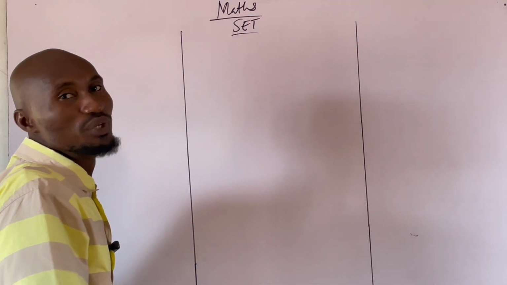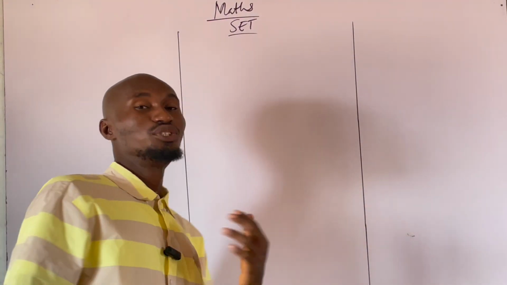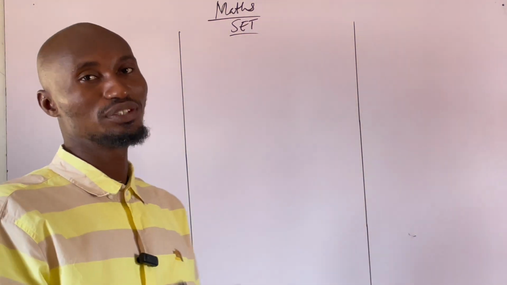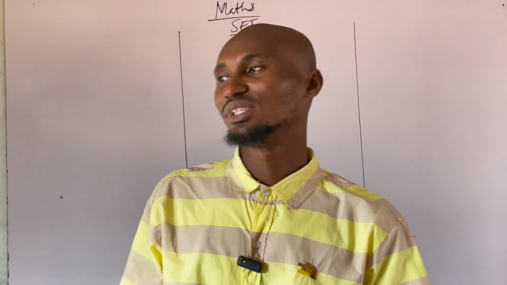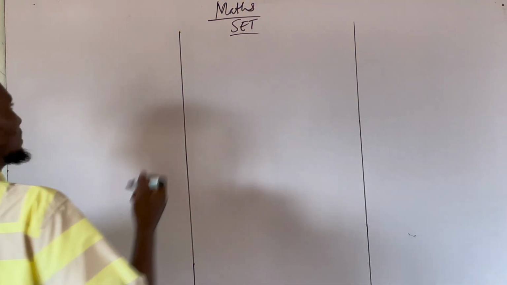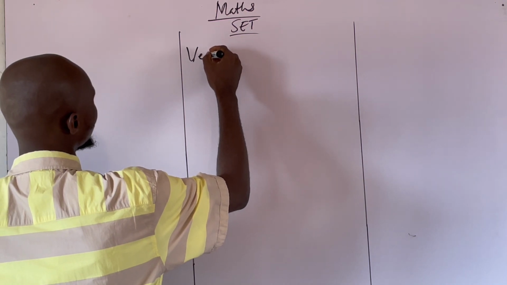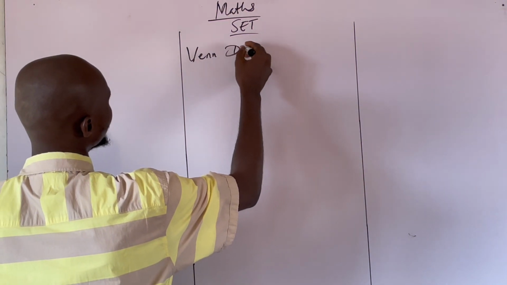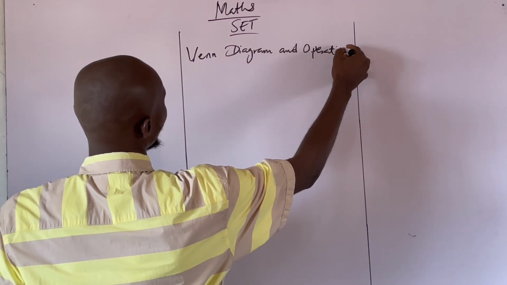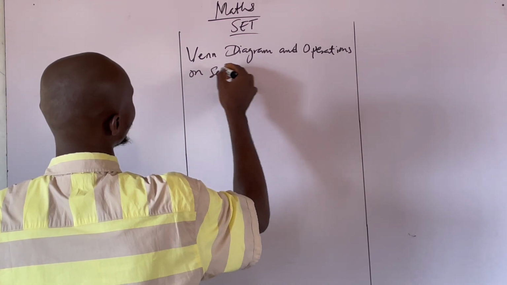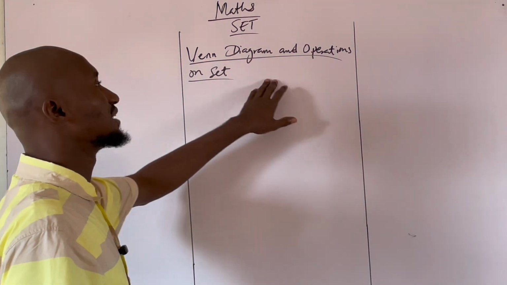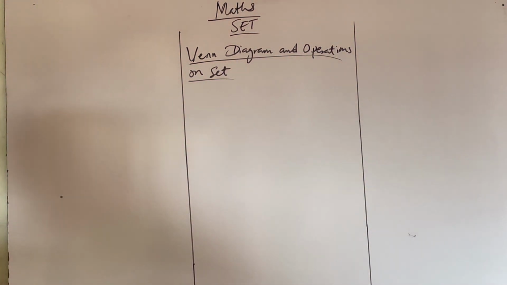Remember, we are still on set, and I told you that I'm going to take the subtopics on set one after the other. So, in today's class, I want us to learn Venn diagram and operations on set. Do you understand now? So, this is what I want us to learn today: Venn diagram and operations on set. You get?